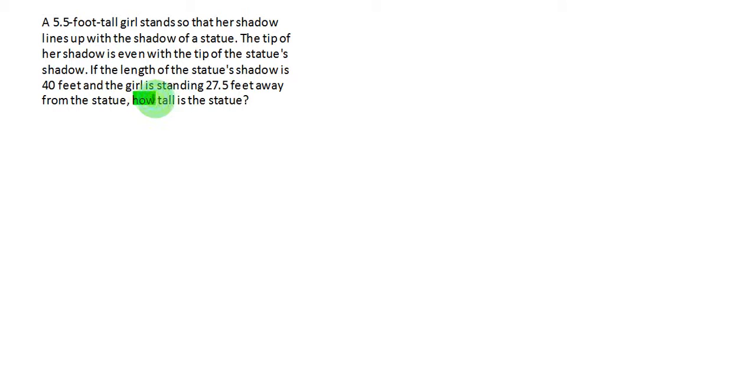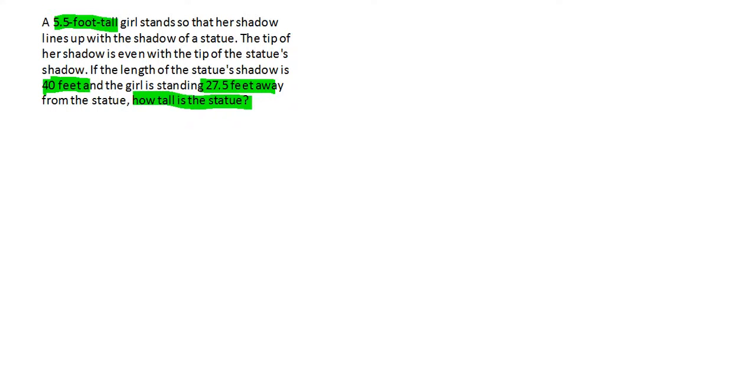So this is the final question. We're looking for the statue's height. And let's see what other key facts we can highlight here. Well, I have a 5.5-foot tall girl. And the tip of her shadow is even with the tip of the statue's shadow. If the length of the statue's shadow is 40 feet long, okay, so we have 40 feet long for the length. And the girl is standing 27.5 feet away.